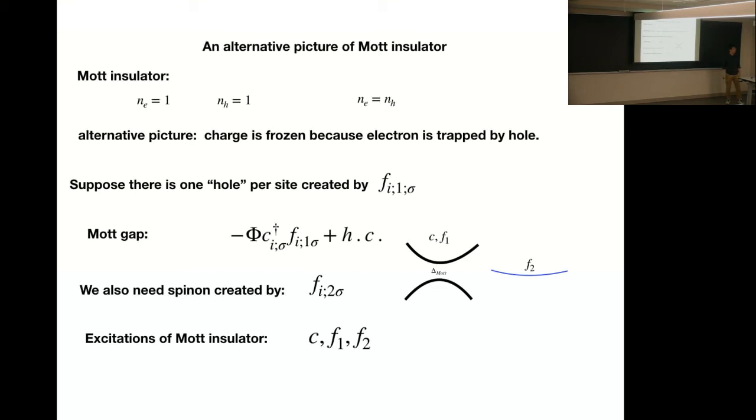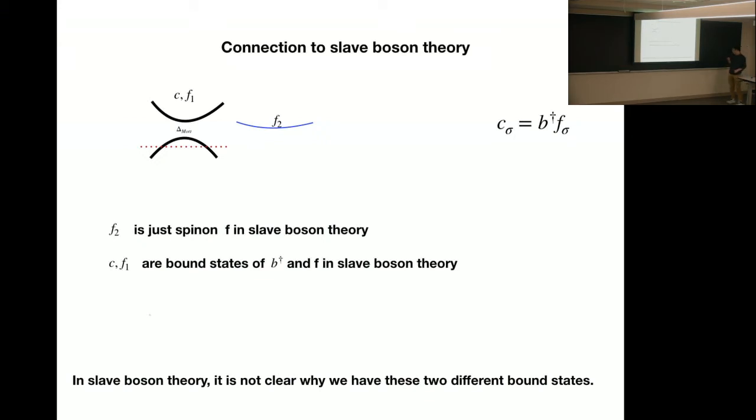So what quantum number does phi have? I'll explain it later. That's quite complicated, but there is a gauge field involved. But first, we need to understand what F1 means. Yes, I'm trying to understand how we get F1 and F2. I think F2 is just the spinon in the slave boson theory. But what is F1? Basically, C and F1 should be identified as electrons.